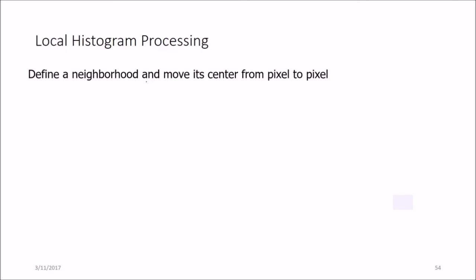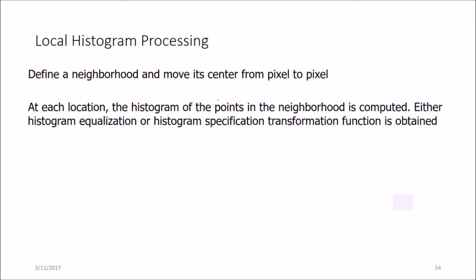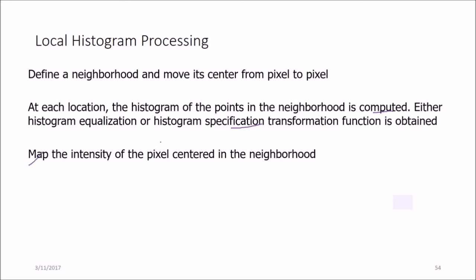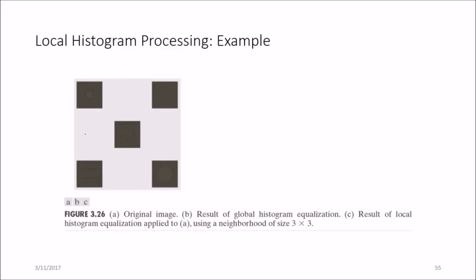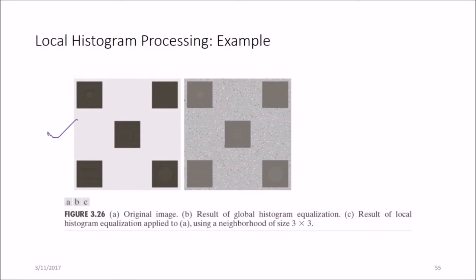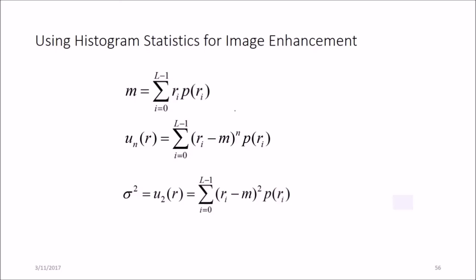Now we also have local histogram processing. In local histogram processing, we define a neighborhood and move its center from pixel to pixel. At each location, the histogram of the points in the neighborhood is computed. Either a histogram equalization or histogram specification transformation function is obtained, and we map the intensity of the central pixel in the neighborhood. Then we move to the next location and repeat the procedure. Let us take an example. This is your original image. This is the result of global histogram equalization, and this is the result of local histogram equalization, applied using a 3x3 kernel, you can say.